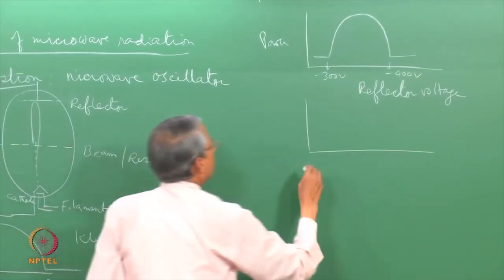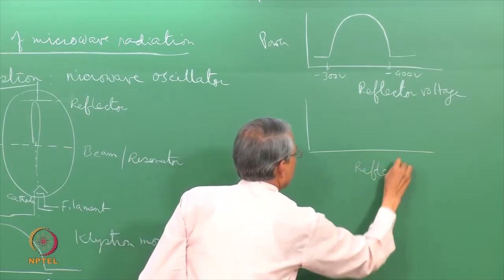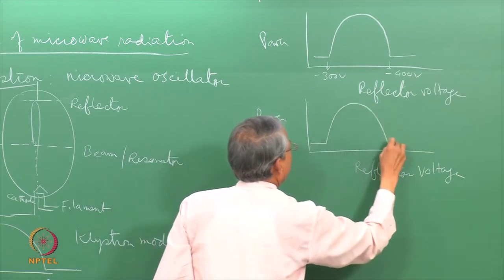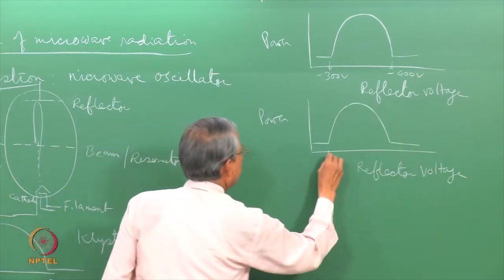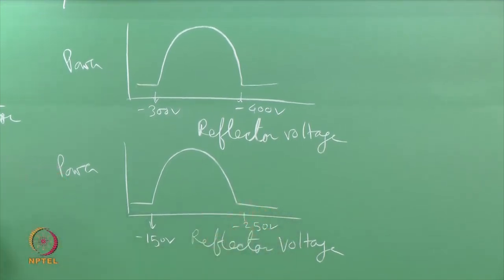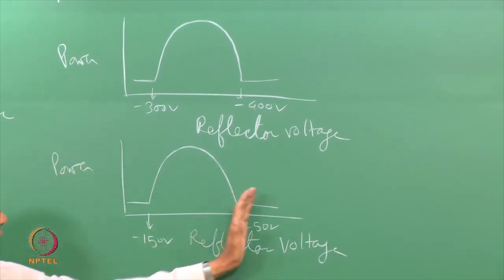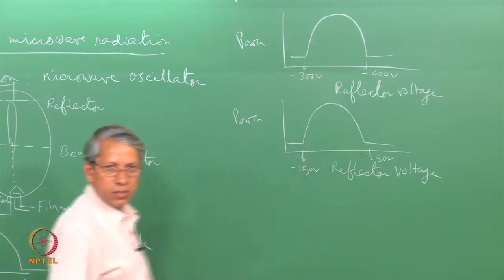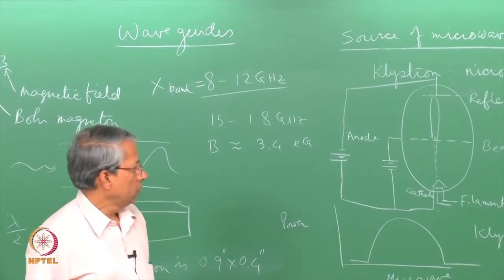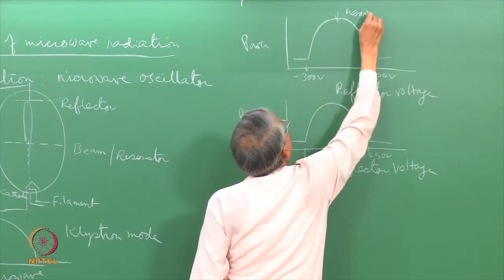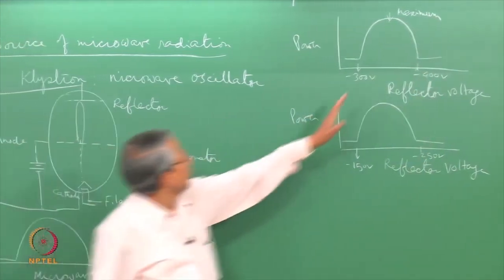But it is possible that for the same setting, I get another output of this kind. Very similar, this might be, let us say, minus 150 volt, and this may be minus 250 volt. So, this is very similar: again, if the voltage becomes more negative than minus 250, there is no output, and less negative than minus 150, again there is no output. This is the second mode. That is the way a klystron gives more than one mode. One normally chooses that mode which gives the maximum power. This voltage is the maximum, and that voltage is chosen for operation of the klystron.